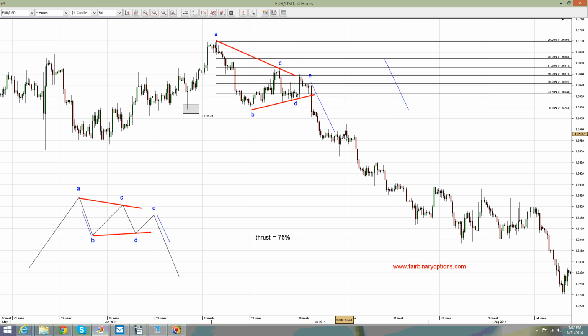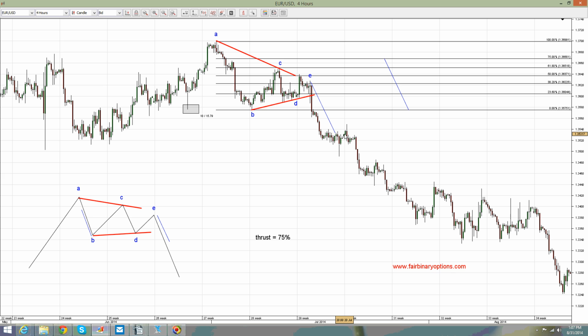So the concept of a triangle depends very much on the time frame that it appears. If a triangle appears on the 5-minute chart, you may even go and trade 60 seconds, because on the 5-minute chart the thrust of the triangle also may give you the clue where the market move should go.